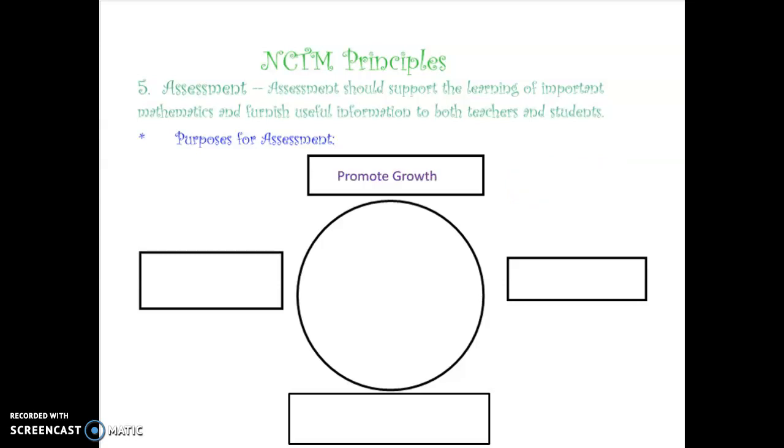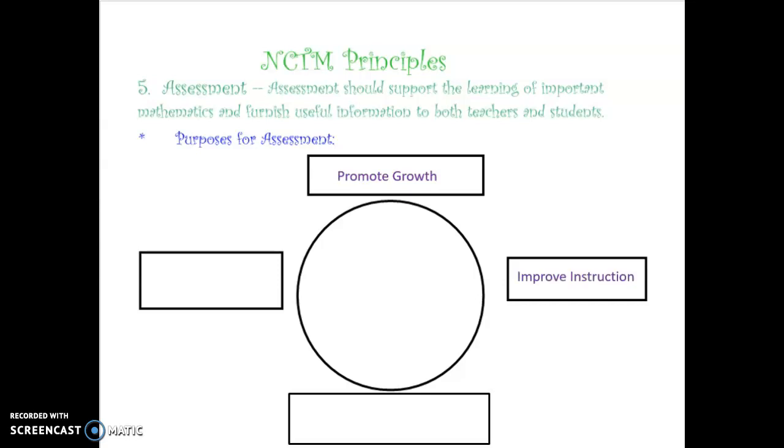So the first one is to promote growth. If you are assessing your students and you realize, wow, they are just doing awesome on this particular topic, but they are really struggling on this other one, that maybe means you need to make some adjustments in how you're assessing. Maybe it means you need to make some adjustments in how you're teaching. There's lots of different ways you can look at that promotion of growth. That could be your students' growth, that could be your growth as a teacher. How can I help my students to learn this material the best?